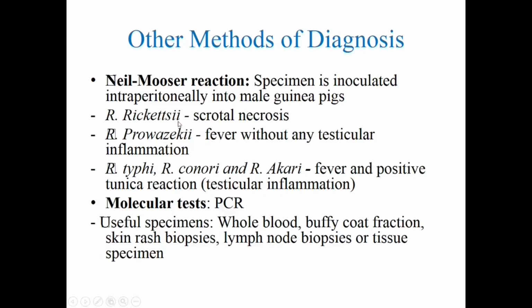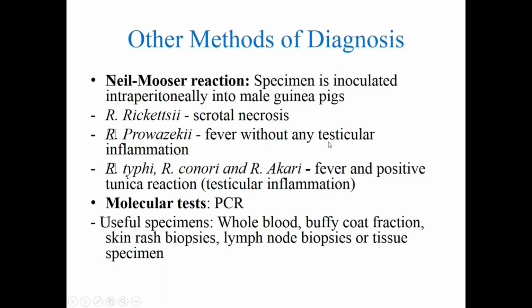This is another one. You might be asked what is the Neill-Mooser reaction. Here we take the specimen from the patient and inoculate it intraperitoneally into male guinea pigs. If there is scrotal necrosis, then we presume that the patient has infection due to Rickettsia rickettsii. If the guinea pig ends up only having fever without any testicular inflammation, then it is due to Prowazekii. And for the other rickettsiae, typhi, conorii, and akari, the guinea pig will have fever and a positive tunica reaction, that is, testicular inflammation.